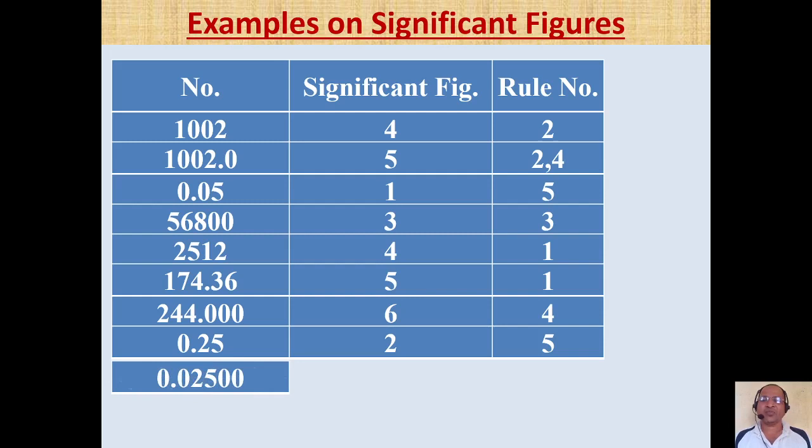Another example, 0.02500. So there are 4 zeros. The first 2 zeros are before the first non-zero digit, that is 2. So these are not significant. The last 2 zeros are terminal zeros but with decimal place. So these are significant. So significant figures here are 4. And we have applied rule number 4 and 5 here.